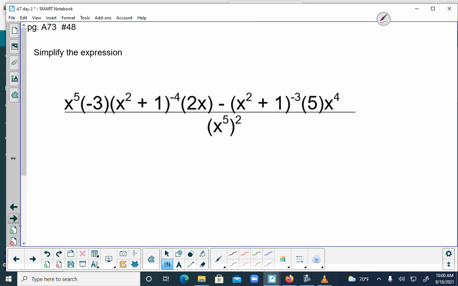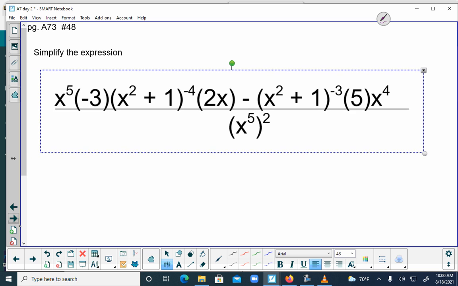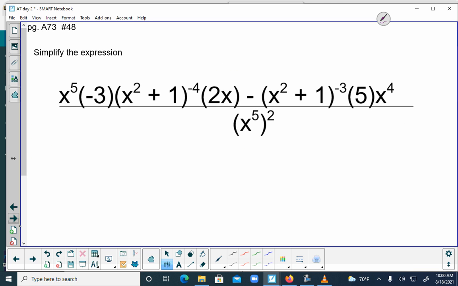Last one on your note sheet is this guy right here. Yes? Am I on the right one? Yes. It looks like a lot, but can I make it look easy? I'm going to clean, I like to call it clean it up. I'm sure that's not the official math term.